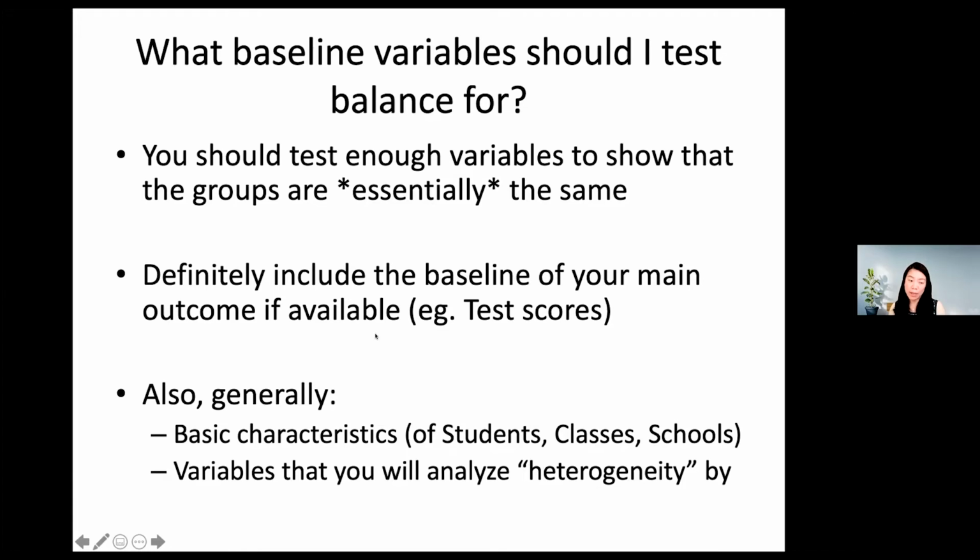definitely the main outcome if it's available, and also generally some basic characteristics, for example, students' gender, or the number of students in each class, or the school level characteristics, like the student-teacher ratio that usually indicates the teaching quality in certain schools. So you want to make sure these basic characteristics are balanced.